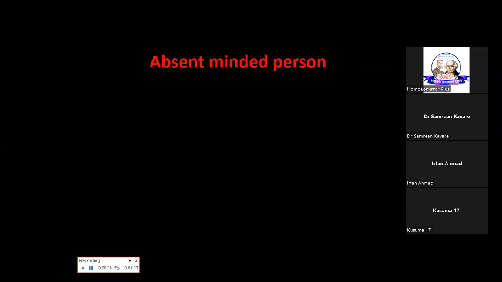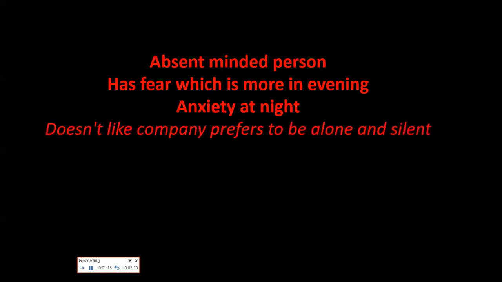Absent-minded person. You don't have to suggest a remedy for each and every symptom. I'll list 5 or 6 symptoms, and after seeing all those symptoms, you have to tell me the remedy. First is absent-minded person. Second, he has fear, which is more in the evening. Third, very much anxiety is there, especially at night. It starts with fear in the evening, and by night it turns into anxiety. He doesn't like company, prefers to be alone and silent, doesn't talk to many people, prefers to be within himself and doesn't like the company of others.